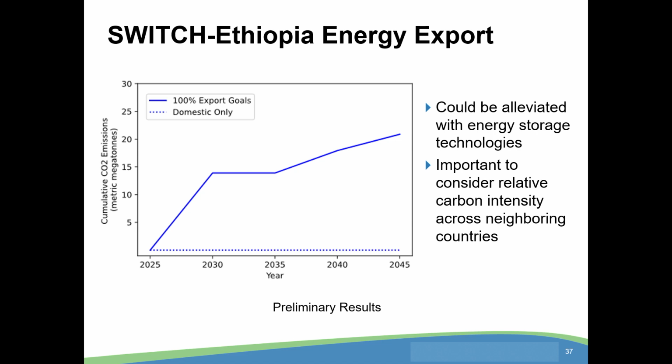However, these projected emissions could be alleviated with energy storage technologies, which were not included in our initial experiments. With storage technology, solar and wind generation could be stored and dispatched later, mitigating some of the need for those current projections of natural gas. It is also important to take into consideration the carbon intensity across neighboring countries if Ethiopia must bring on natural gas. There could still be an environmental benefit if the carbon intensity of Ethiopia's export energy is less than the carbon intensity of the electrical grid of the country purchasing that energy.